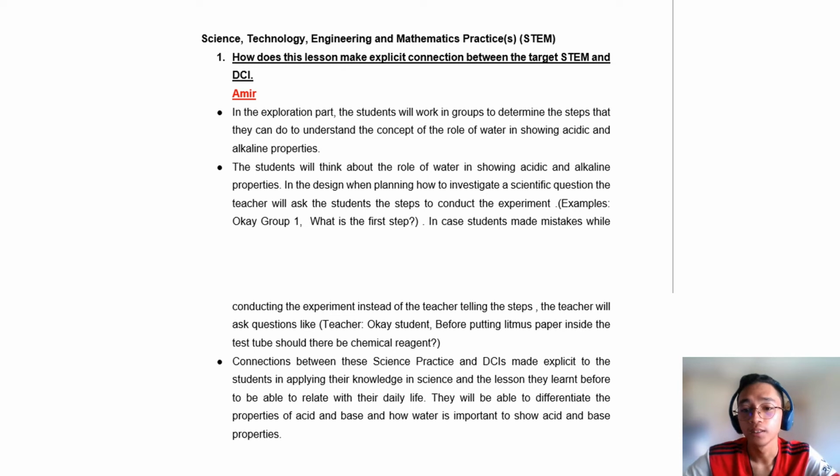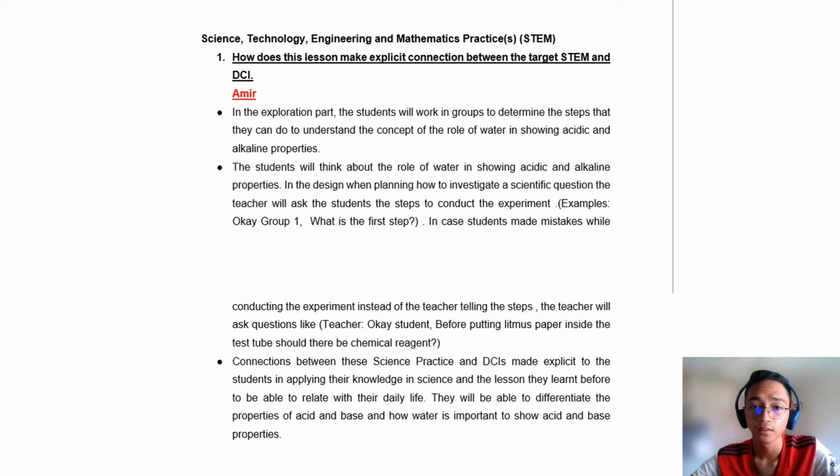Okay, so in this lesson, how can we make an explicit connection between the target STEM and DCI? In the exploration part, students will work in groups to determine the steps that they can do to understand the concept of the role of water in showing acidic and alkaline properties. The keyword here is that students will work in groups so that they can understand the concept better. Students will think about the role of water in showing acidic and alkaline properties.